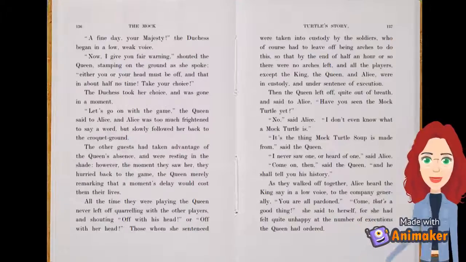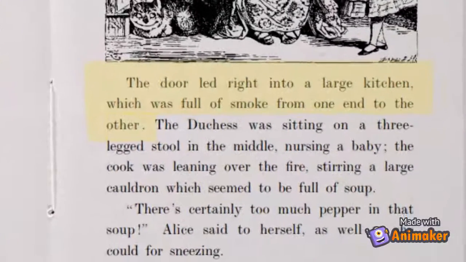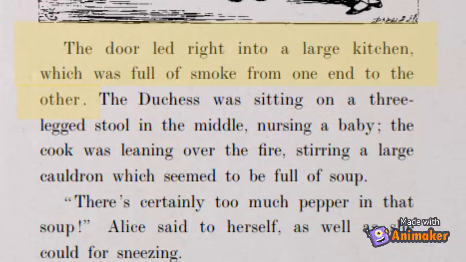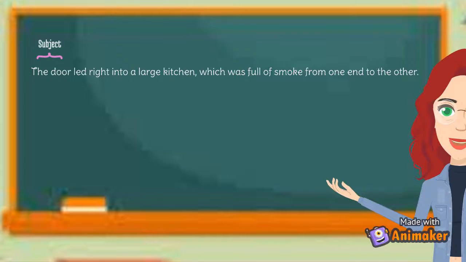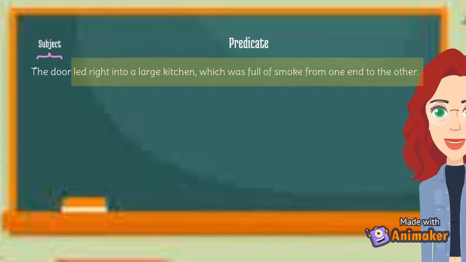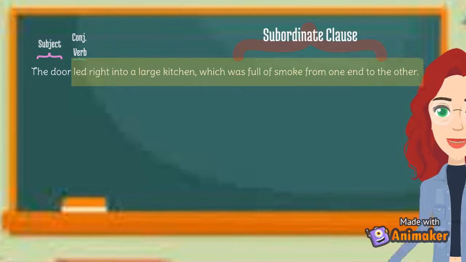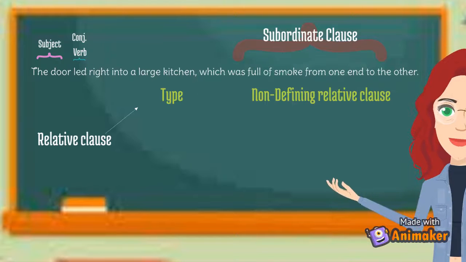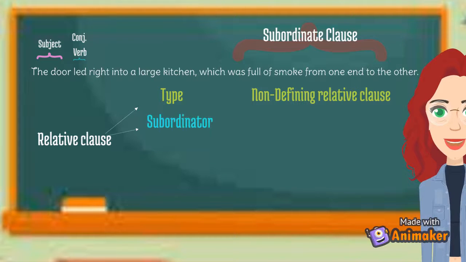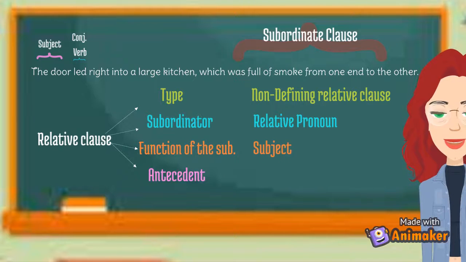Let's continue with page 81. In this complex sentence, the door led right into a large kitchen which was full of smoke from one end to the other. We find the subject and the predicate. In the predicate, the main verb or conjugated verb is led, and the subordinate clause, which was full of smoke from one end to the other, corresponds to a non-defining relative clause, whose subordinator is a relative pronoun with the function of a subject, and the antecedent corresponds to the common noun kitchen.